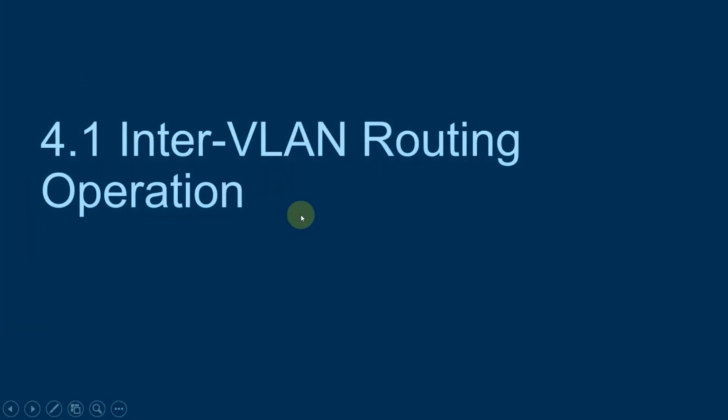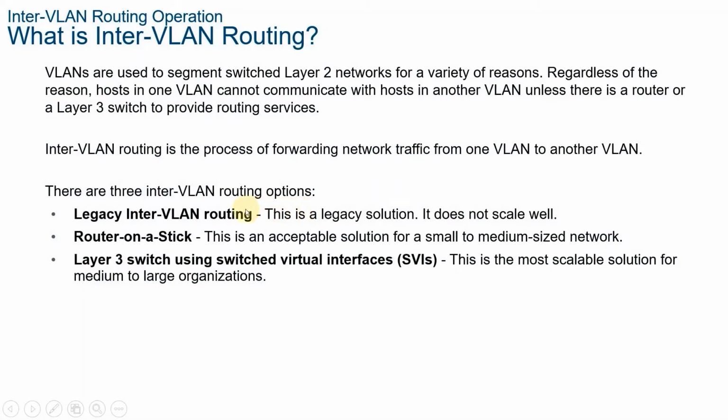Inter-VLAN routing operation. So what is inter-VLAN routing? VLANs are used to segment switched layer 2 networks for a variety of reasons. Regardless of the reason, hosts in one VLAN cannot communicate with hosts in another VLAN unless there is a layer 3 device, or a router, to provide routing services. So we're talking about layer 3 switches here. Inter-VLAN routing is the process of forwarding network traffic from one VLAN to another VLAN.